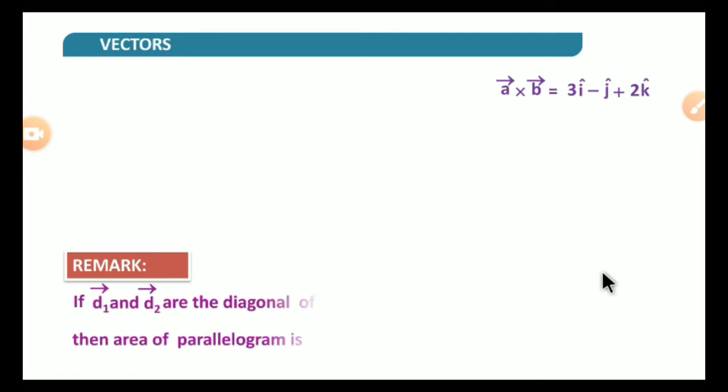Now here I am going to give a remark. If d1 and d2 are the diagonals of a parallelogram, then the area of the parallelogram is 1 by 2 into the magnitude of d1 cross d2. See here students, if d1 and d2 are the diagonals of the parallelogram, then we can find the area of the parallelogram by using this formula. So A and B are the diagonals here.